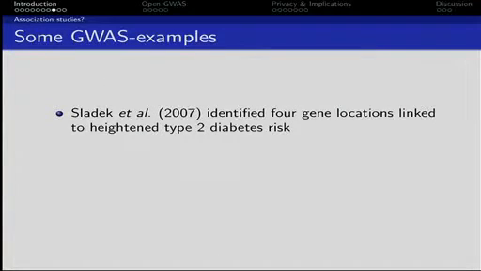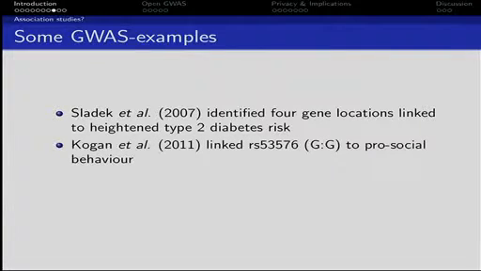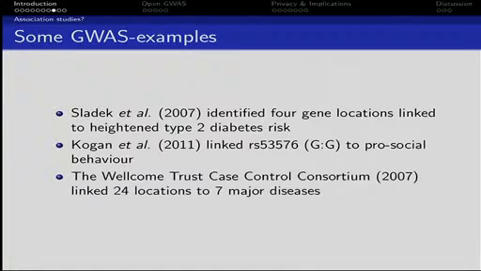And some couple of real-life examples. Sladek et al. identified 4 variants which are linked to heightened risk to develop diabetes type 2. There's a slightly weird study by Colgan et al. which linked one SNP to pro-social behavior. It's a bit, how do you say, controversial. And a big, good study is from the Wellcome Trust, which linked 24 of these SNPs to 7 major diseases.